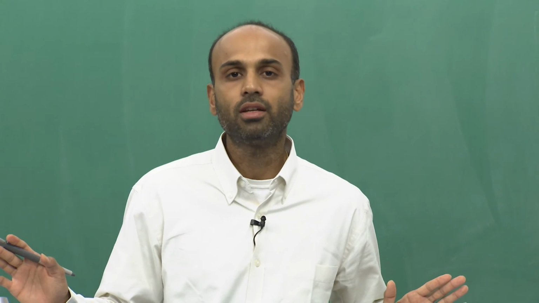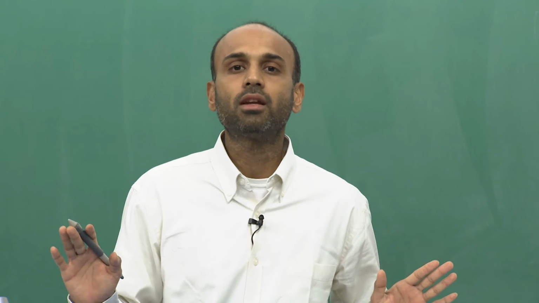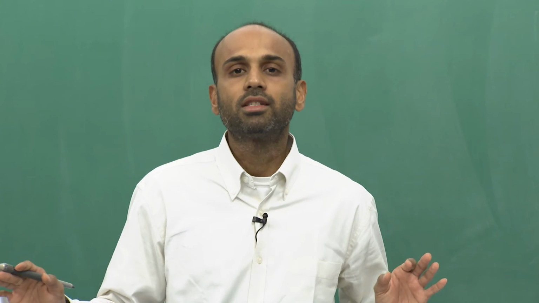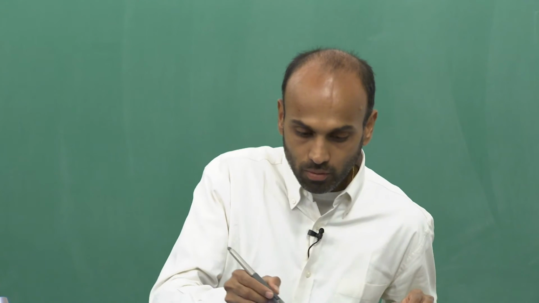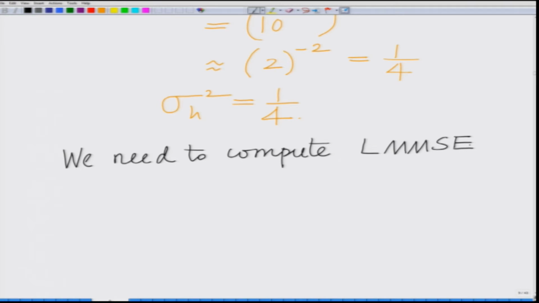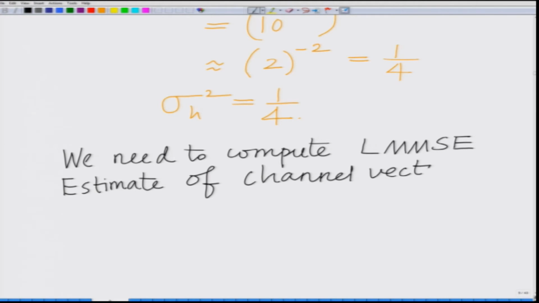Of course, if it is non-Gaussian, then it is simply the LMMSE estimate. This is the best amongst the class of linear estimators. Alright, this is something to keep in mind. I will keep repeating this frequently because this is a subtle but very important point. Alright, so we need to compute the LMMSE estimate of channel vector H bar.